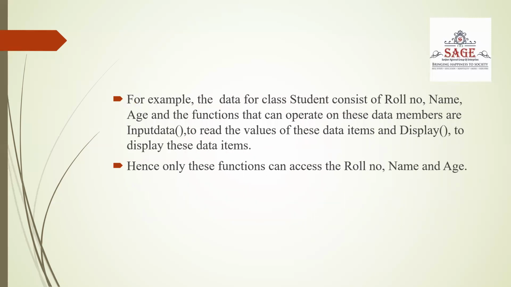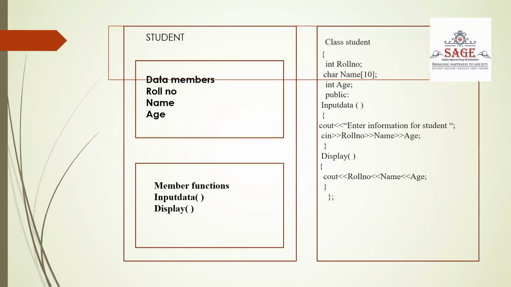For example, the data of class student consists of roll number, name, age, and the functions that can be operated on these data members are input data to read the values of these data items and display function to display these data items. Hence, only these functions can access the roll number, age, and name of the class student. So this is the class with the name student. Here are the data members, that is roll number, name, and age, and the member functions, that is input data and display. These two member functions are used to access these data members.